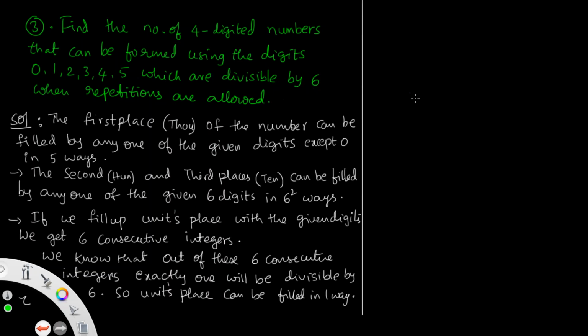So what are the numbers given? 0, 1, 2, 3, 4 and 5, to form a 4-digit number, divisible by 6, when repetitions are allowed. First, the same thing as before: 0 should not be arranged in the thousands place. Except 0, in how many ways can you fill it? Total non-zero numbers are 5, so it can be done in a maximum of 5 ways.